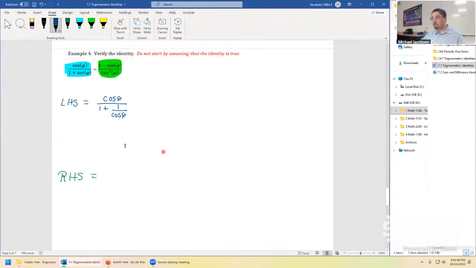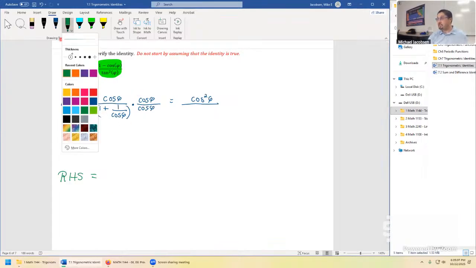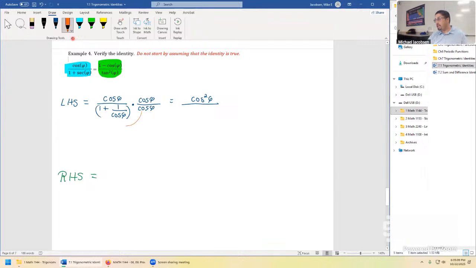Next thing you can try is clear the denominator on this expression we see. And the denominator can be cleared by just multiplying by the number 1, written in the form of cosine phi over cosine phi. The idea now is we can multiply across the numerators and get cosine squared phi. When we multiply across the denominators, we do get our cancellation. And so the multiplication will go like this.